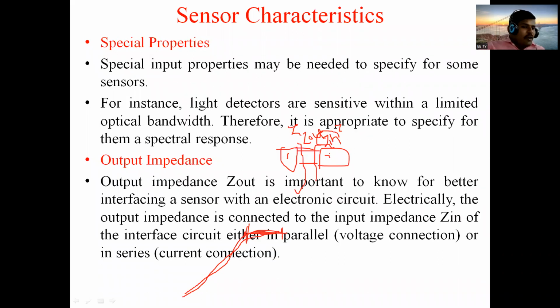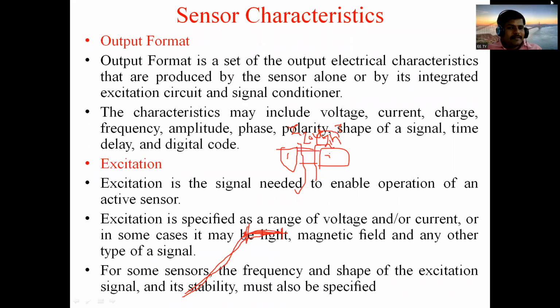This is related to output impedance, and we want to understand the output impedance because we want to interface the output of the sensor to the interface circuitry. So here one characteristic is output impedance characteristics.